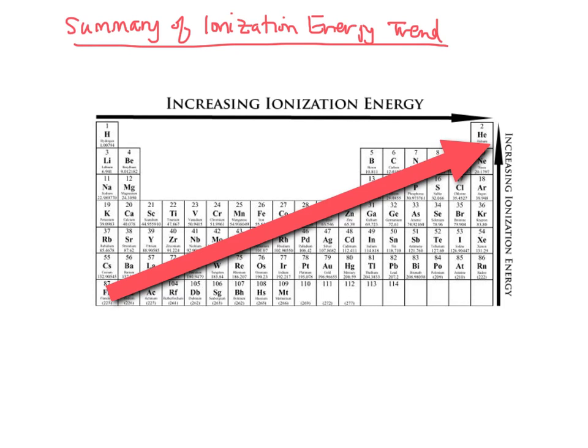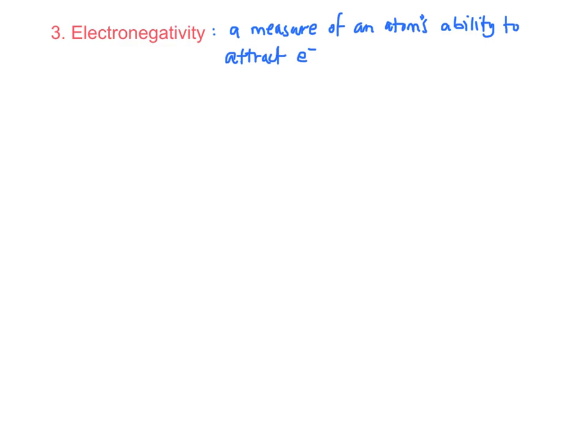So it's the opposite trend that you get with atomic radius. And of course, if you go from the lower left-hand corner to the upper right-hand corner, you get a generalized increase in ionization energy, which makes francium the easiest to remove an electron from, and helium the hardest atom to remove an electron from. The last trend we're going to talk about is electronegativity.